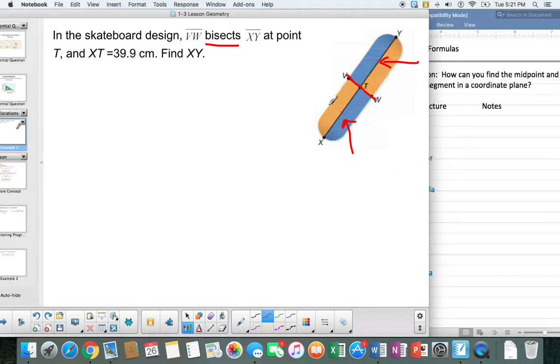We know that XT is 39.9 centimeters, and the question is to find XY. So we're going to use the segment addition postulate. The big distance is equal to the two little distances, which are exactly the same. Now, since 39.9 is really close to 40, this answer is really close to 80, but it's slightly shy, so it's 79.8, and the answer is in centimeters.